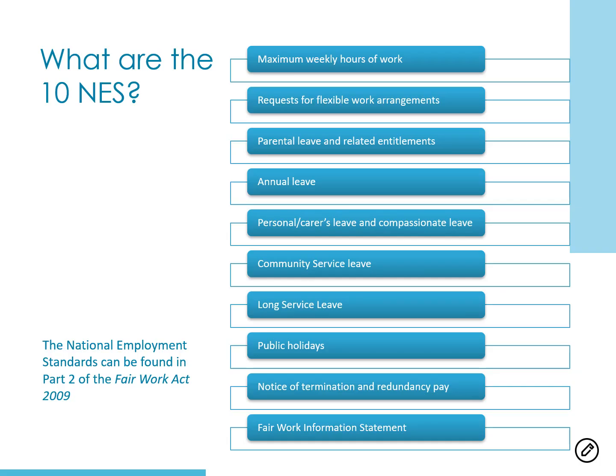If we have a look at what the 10 conditions are, they are maximum weekly hours of work, requests for flexible work arrangements, parental leave and related entitlements, annual leave, personal carers leave and compassionate leave, community service leave, long service leave, public holidays, notice of termination and redundancy pay, and lastly, the requirement to provide a Fair Work Information Statement to all new employees who join your business. So what we'll do now is we'll break that down into each of the areas, and I'll discuss some of the common things that you need to be aware of in relation to each of the standards.